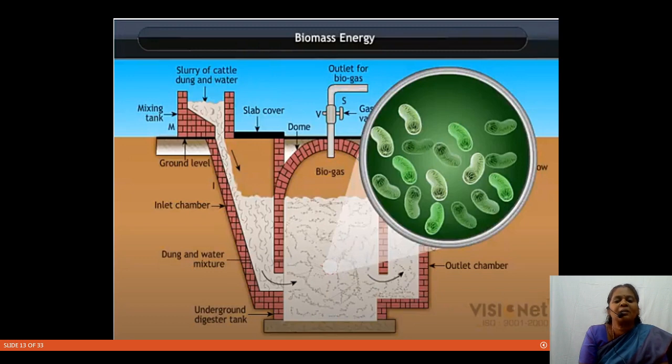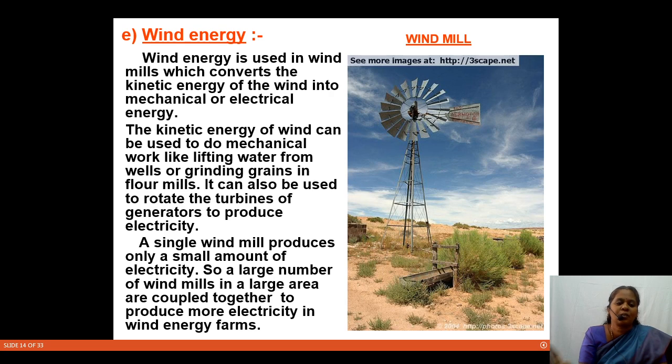So this is another diagram, same thing. Here the main important part is that the slurry is decomposed. Why is it decomposed? Because of the formation of anaerobic microorganisms. This diagram is the same diagram, but here we are showing the bacteria.